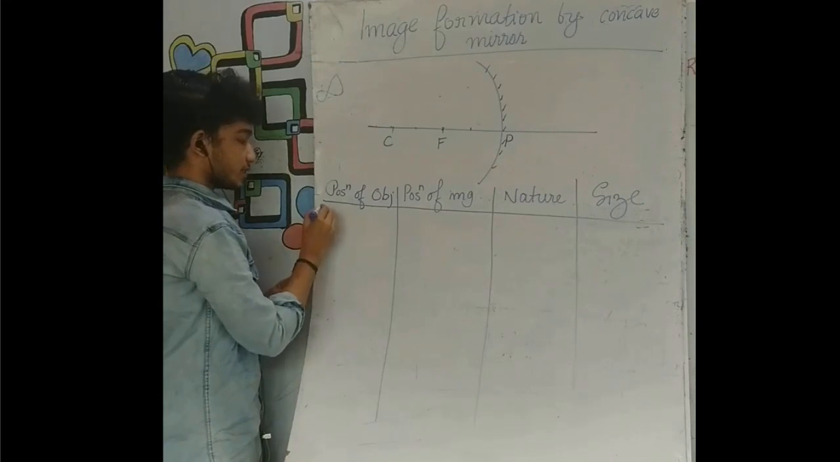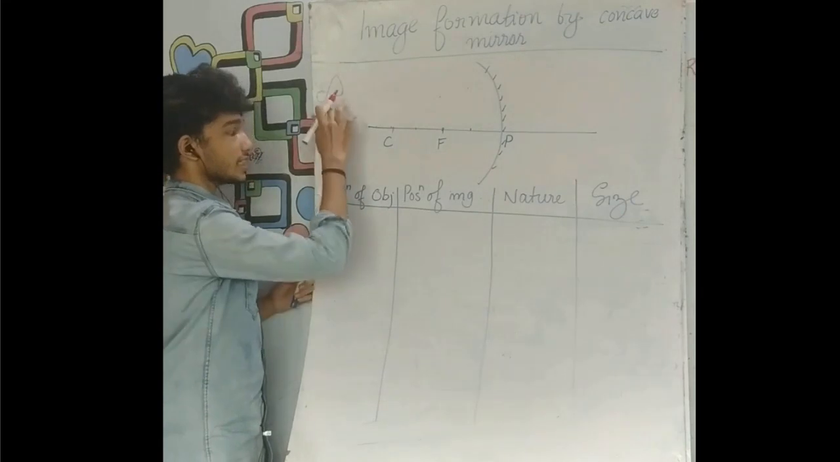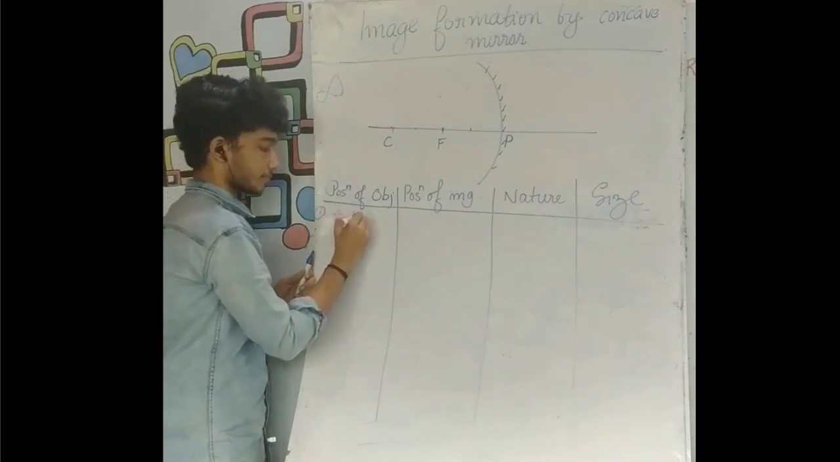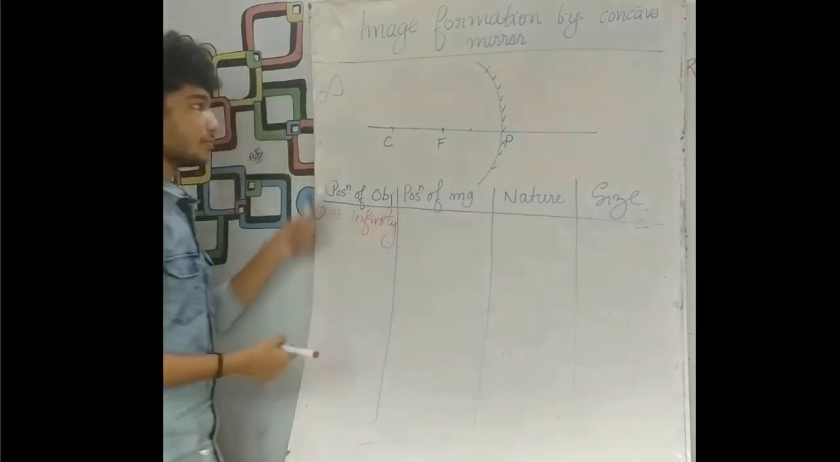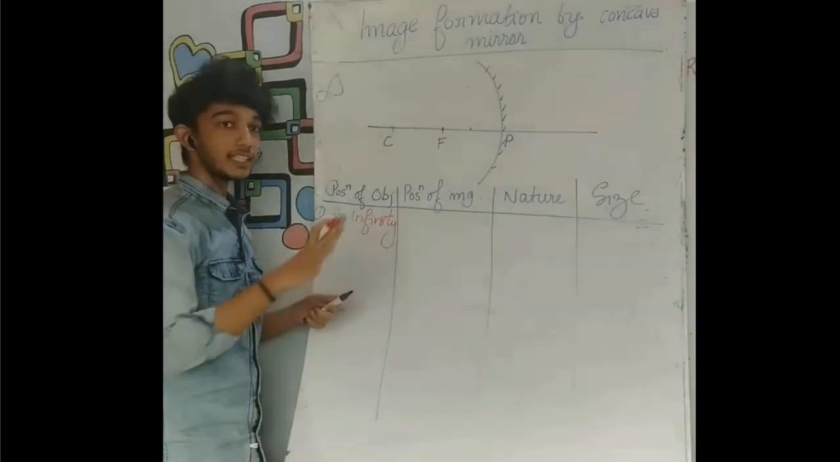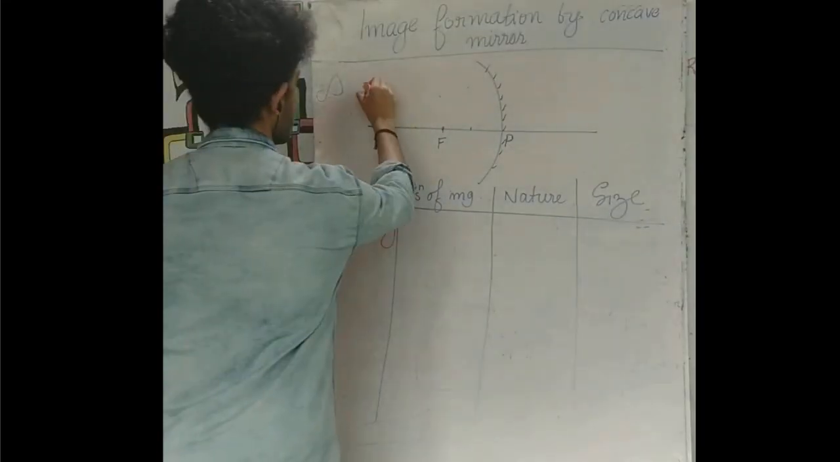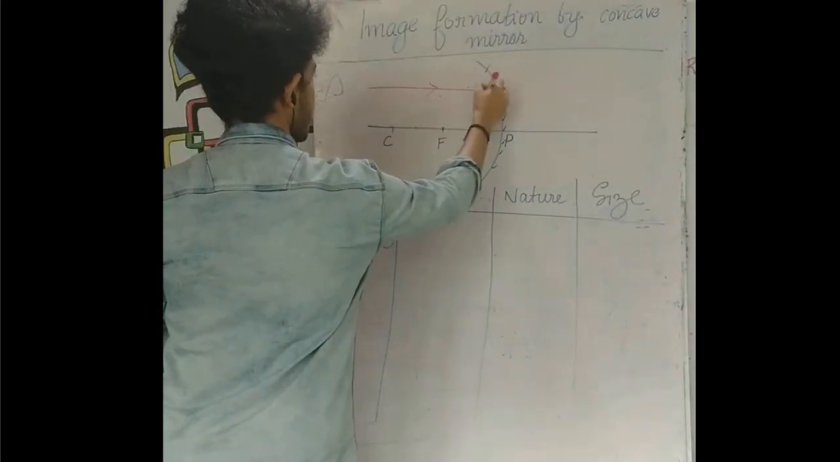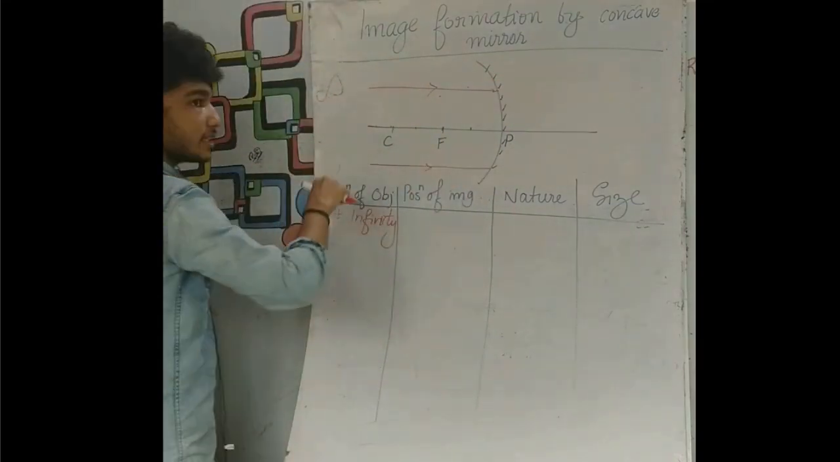So first case, what is that? Position of the object. Where is the object? At infinity. So in order to determine the position of image, we have to draw the incident rays and see what happens after reflection. From infinity, let us bring 2 rays. This ray is incident on the reflecting surface, similarly one more ray. We have to apply the rules over here.